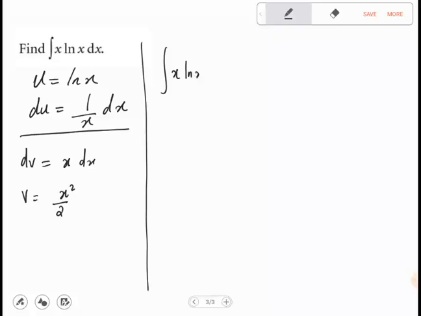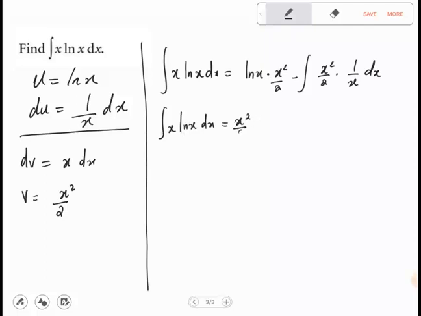So the integral of x ln x dx equals, what is u and what is v? That will be ln x multiplied by x squared over 2, minus the integral of what? Of v, which is x squared over 2, multiplied by du. du is just 1 over x dx. We continue. So the integral of x ln x dx will be equal to x squared over 2 times ln x, minus the integral. Well, here you would see that this one cancels there, right? So that we've got the integral of x over 2 dx.